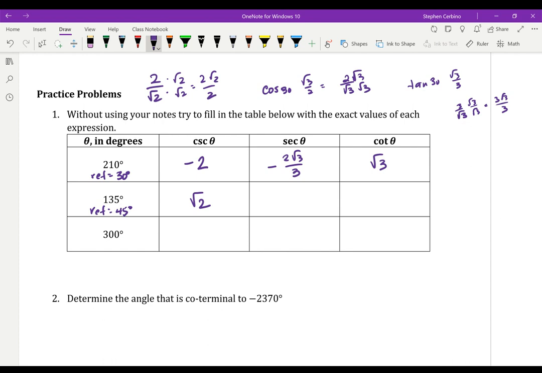Well, we know that 45 for sine and cosine is the same value, so that's just going to become negative square root of 2. And in quadrant 2, tangent and cotangent are both going to be negative 1.